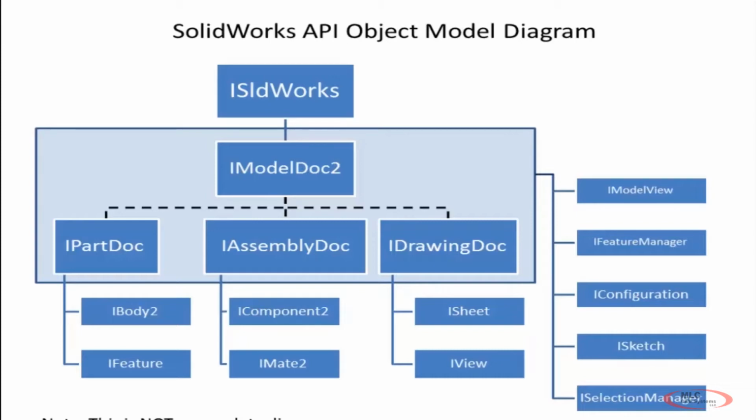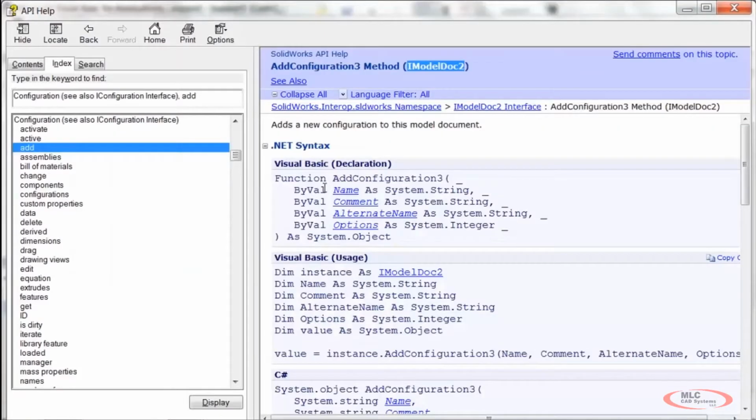So again, this hierarchy lets us go deeper and deeper into the API, and the way you get between interfaces, the way you go from one interface to the next, is through special API calls that are called Accessors.